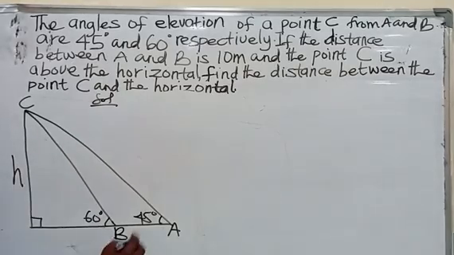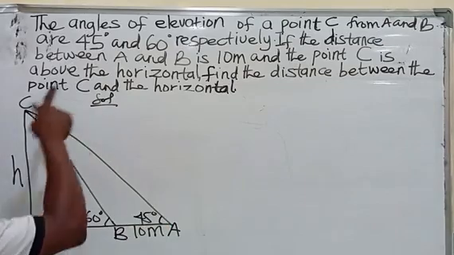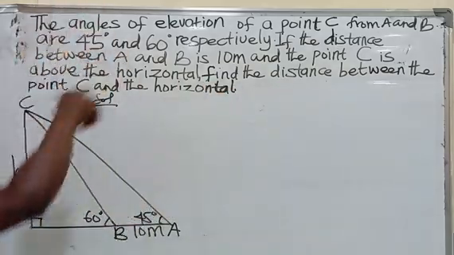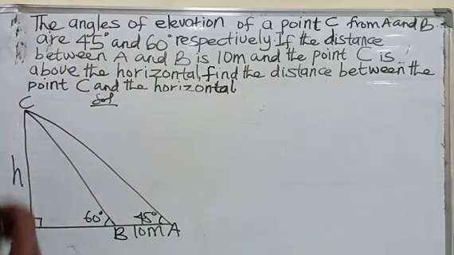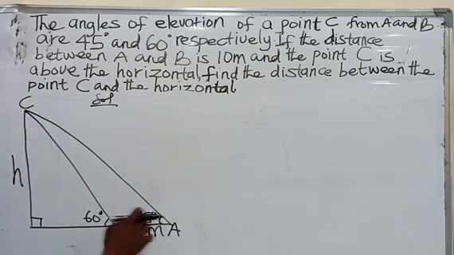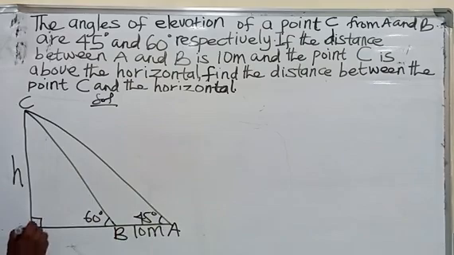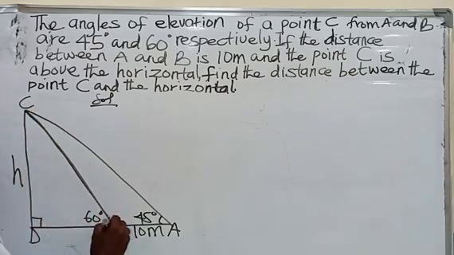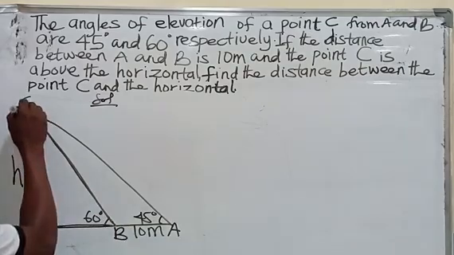So now, they said the distance between them is what? 10 meters. If the distance between A and B is 10 meters, and the point C is above the ground, this is the ground. Find the distance between what? The point C and the horizontal ground. So now, let's assume that this place is D. So let's pick this triangle like this. This smaller right-angled triangle here.